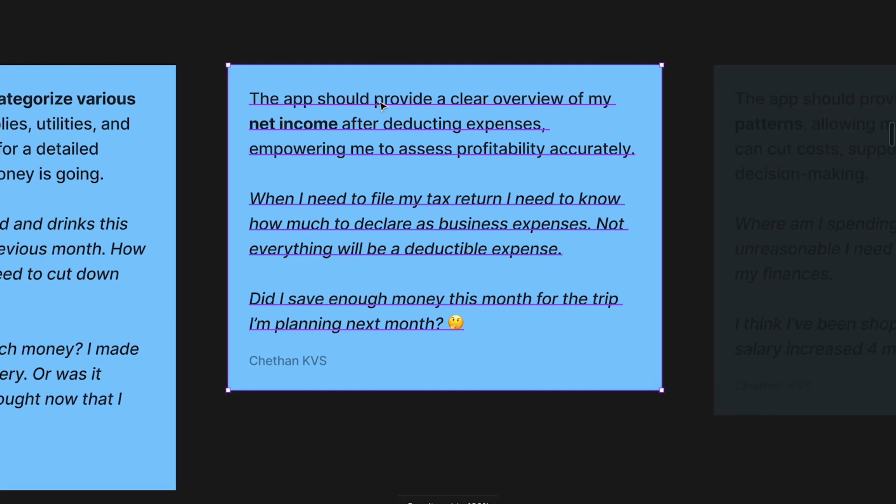Here's another one. The app should provide a clear overview of my net income after deducting expenses, empowering me to assess profitability accurately. Now, again, here we're talking about profitability. What's important to understand is that profitability doesn't make sense for everybody, right? You have incomes and you have expenses, all right? And then you have savings. Now, that could also mean that you don't even look at savings.